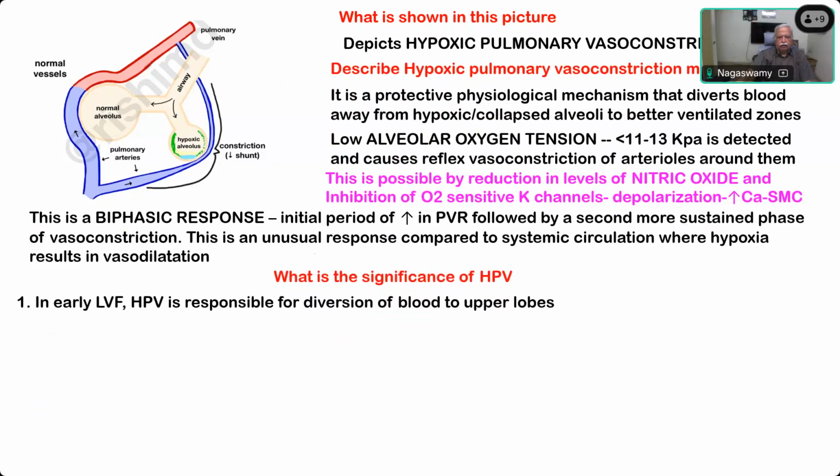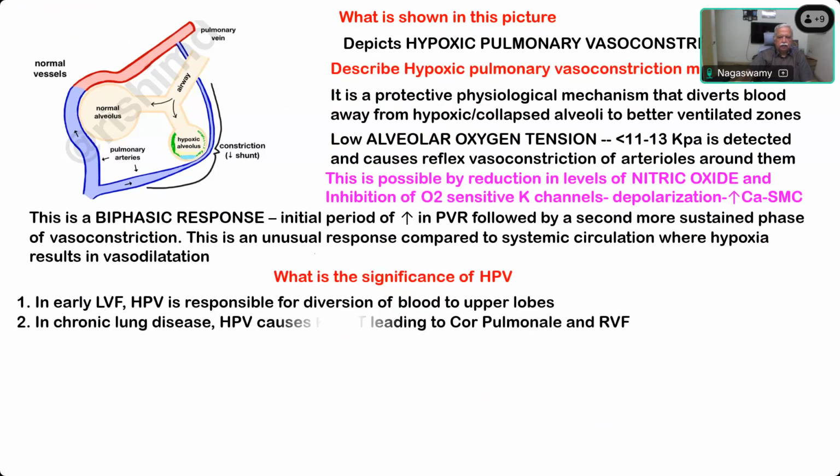In left ventricular failure, hypoxic pulmonary vasoconstriction is responsible for diversion of blood from the lower lobes to the upper lobes, so that the patient will be able to maintain oxygenation, especially where there will be congestion in the basal lobe. Congestion starts in the lower lobe first, then only it will spread. So blood flow is diverted.